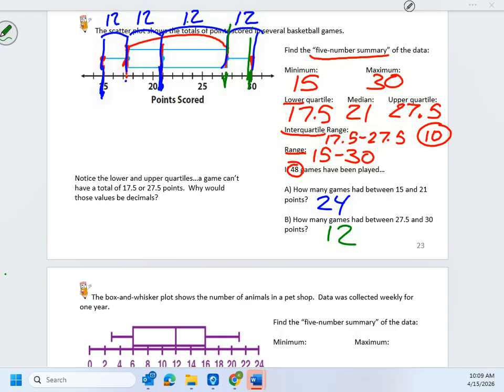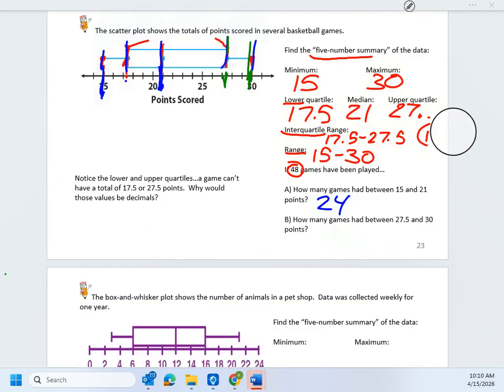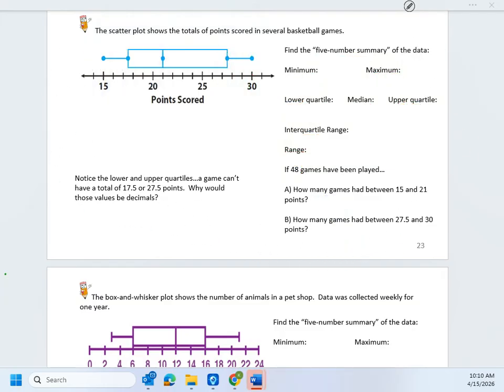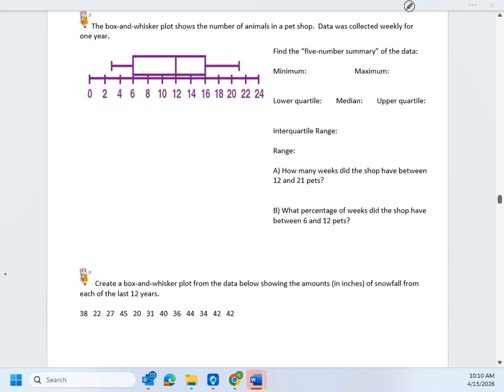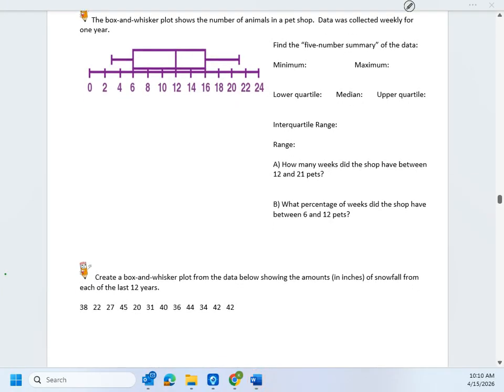How are we doing on this first page? Okay, now that the parts are being explained, it's making a little more sense. We still might not be 100% on it. That's why we have a work page to work on. So let's look at our second page. Still a box and whisker plot.